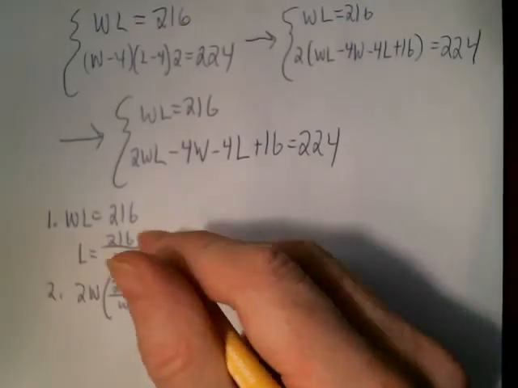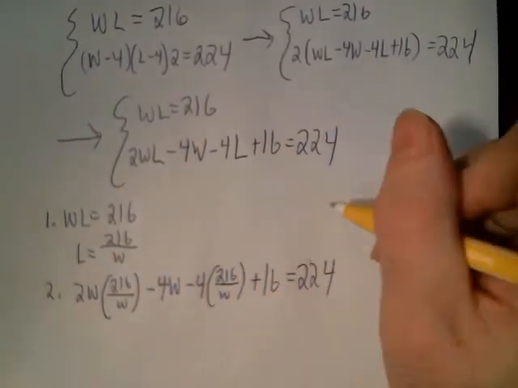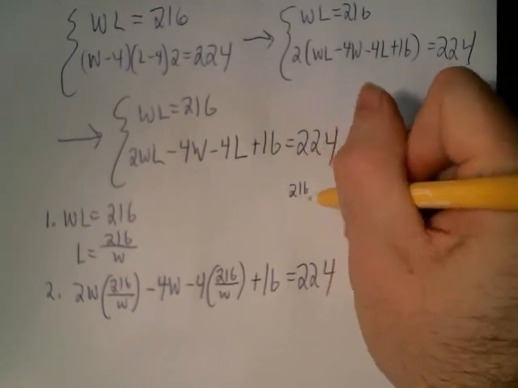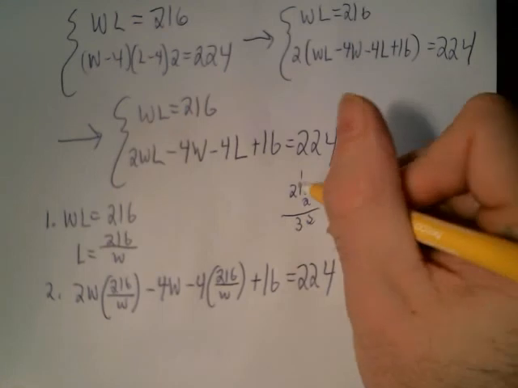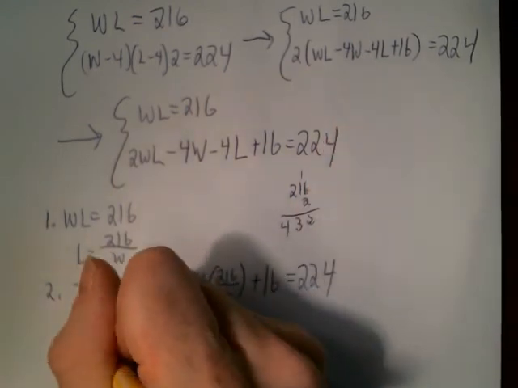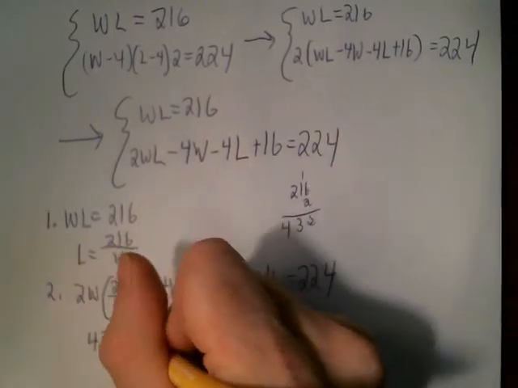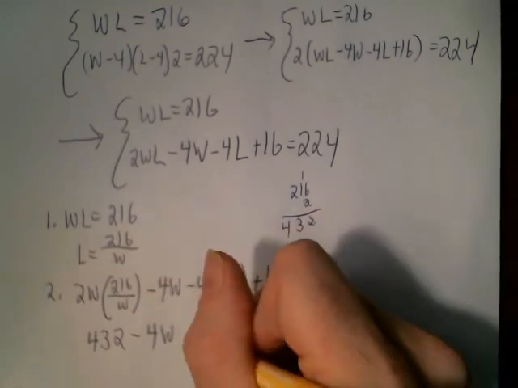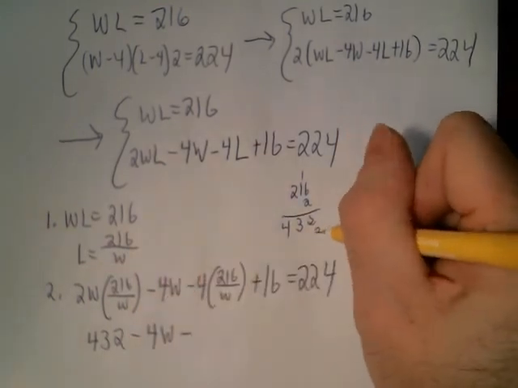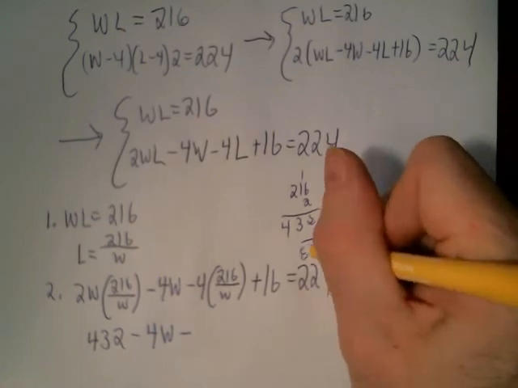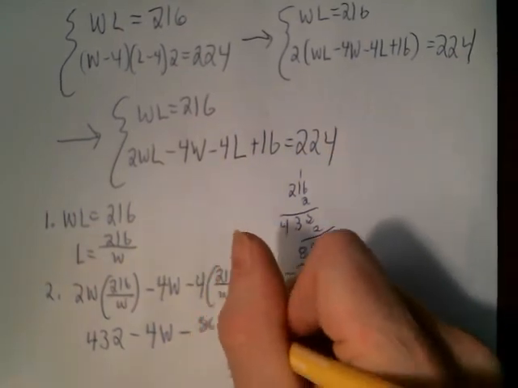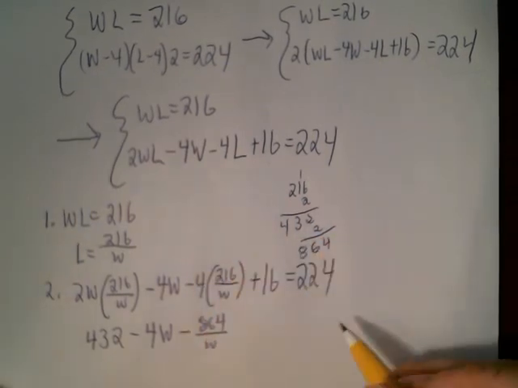So 2 times 216, ooh, I might need a calculator. 216 times 2 is 432, minus 4W, minus, multiply another 2 in there, 864 over W.